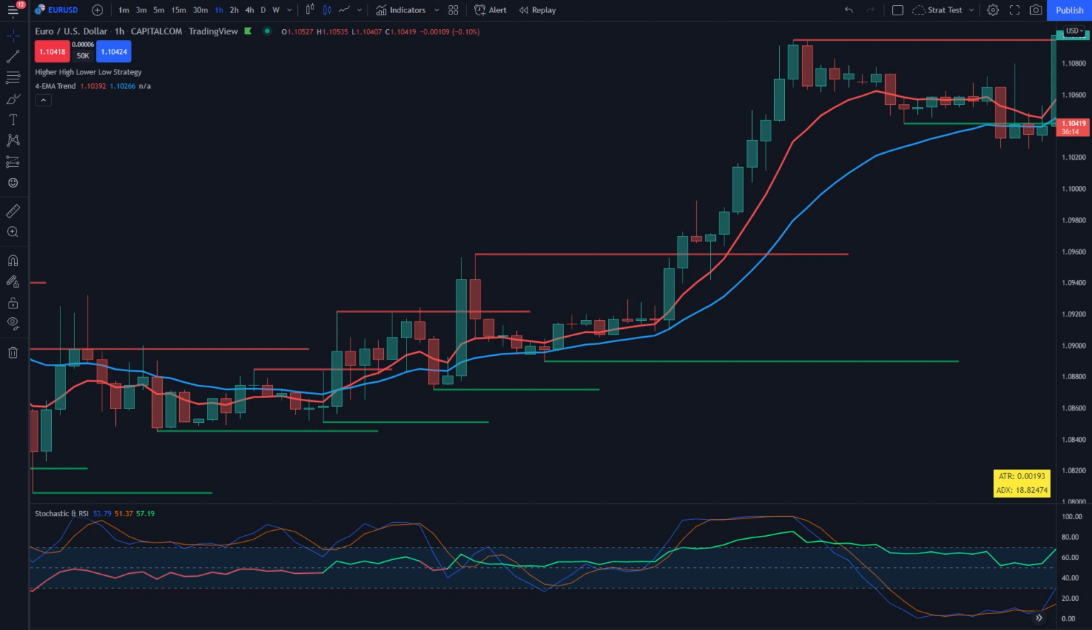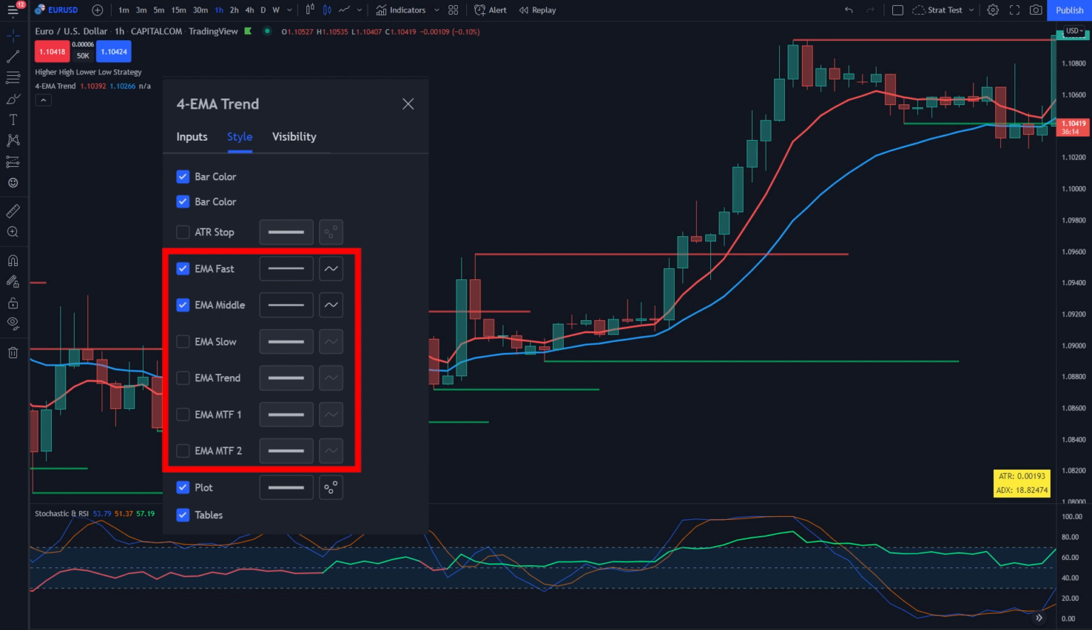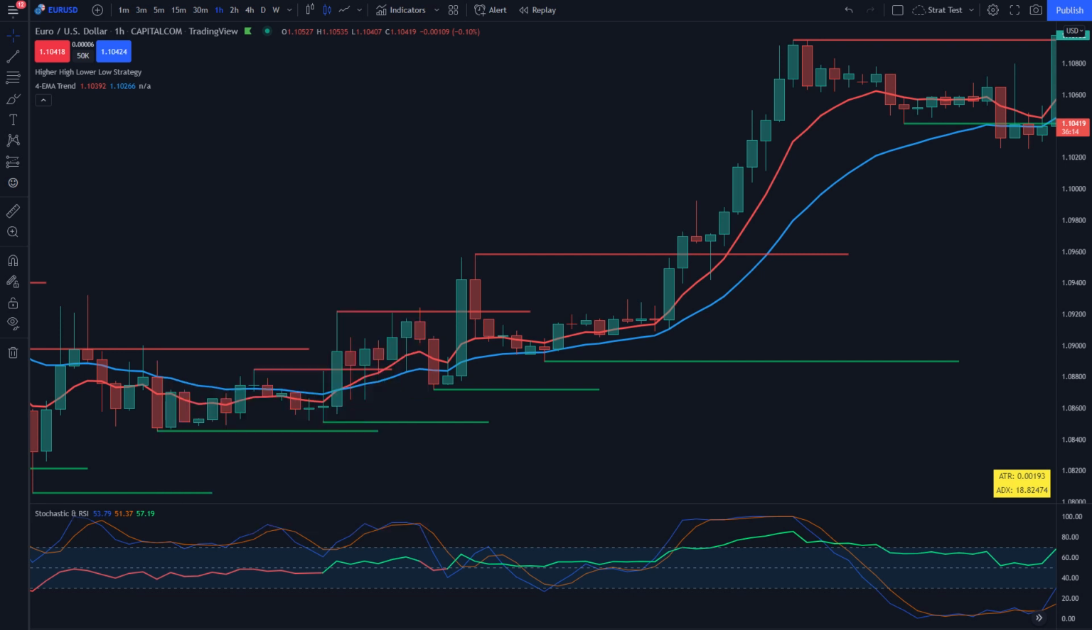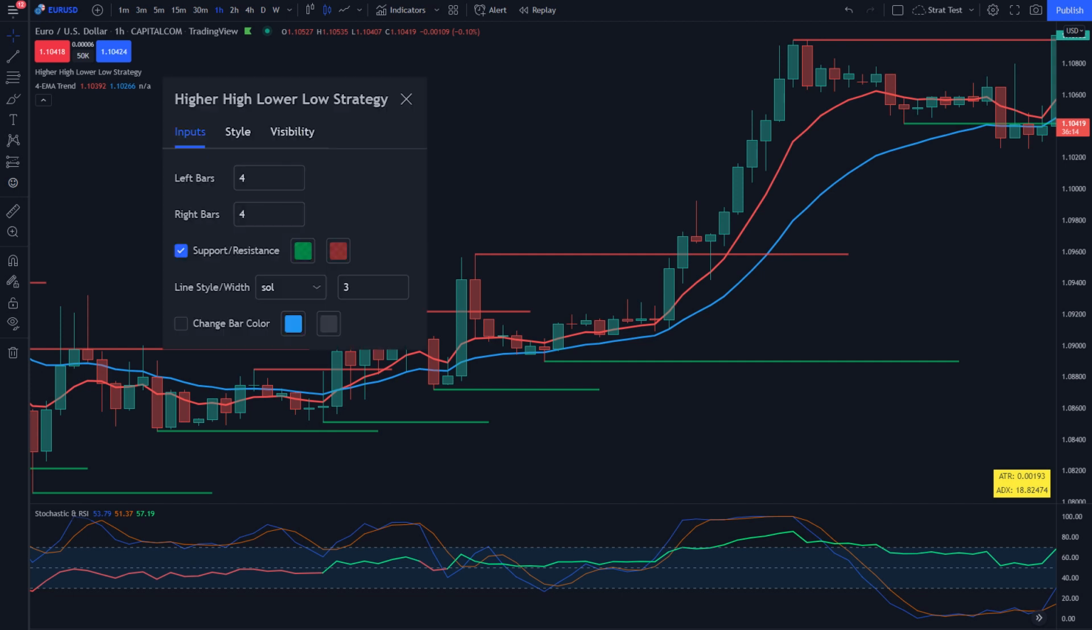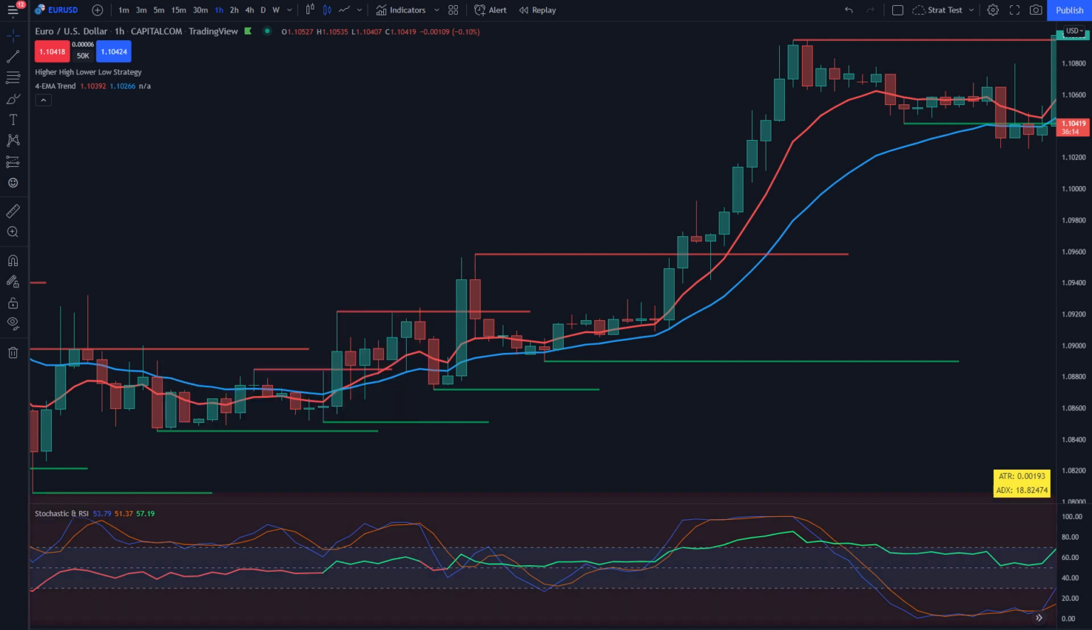I use my 4 EMA trend to display the EMAs, the exponential moving averages, and I use the 8 and the 20. The other ones are unchecked. And then I use the indicator higher high, lower low strategy to display the previous highs and lows in the chart. And these are the settings. So I'm hiding the labels, I just want to see the lines for the highs and the lows. The last indicator is my stochastics and RSI, to that I will come in a moment.